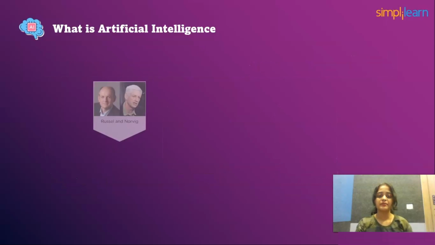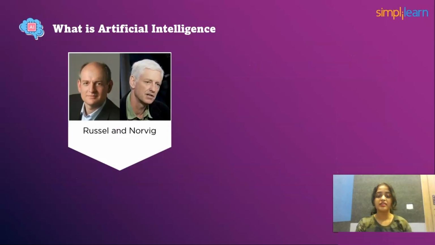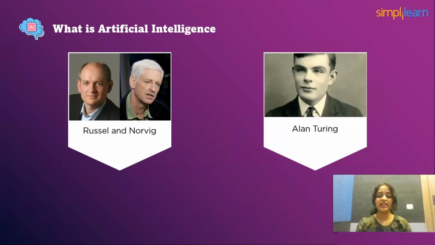According to Norvig and Russell, the behavior that defines AI is thinking like a human, acting like a human, rational thinking and rational acting. In the 1950s, Alan Turing conducted an interesting experiment that differentiated between machines and humans.